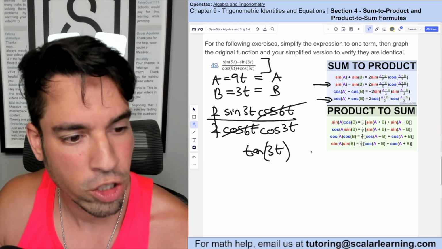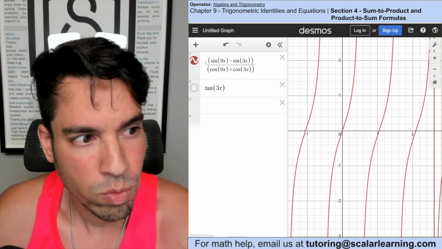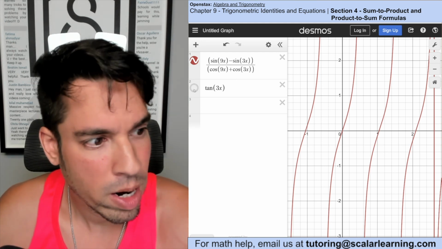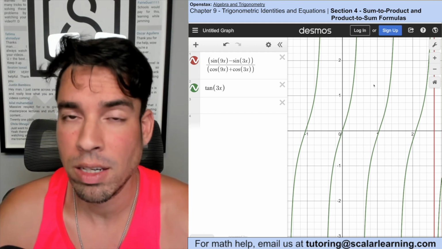Now we're going to graph the original and this one in Desmos to confirm that they are indeed equivalent. So here's the original function on the top in red, and then when I show this one in green, check it out, it's right on top. So that verifies it. They are equivalent.